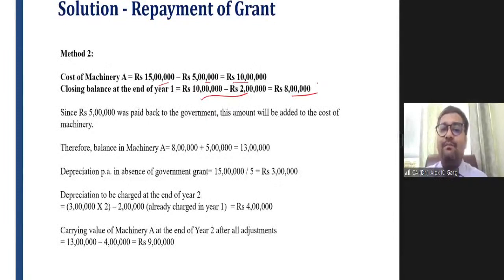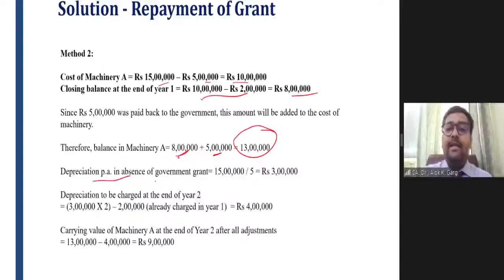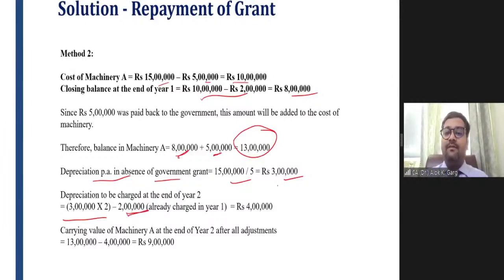Since 5 lakh was paid back to the government, this amount will be added to the cost of the machinery. So the first year carrying value was 8 lakh, and when we add this 5 lakh, it will become 13 lakh. And the depreciation per annum in absence of government grant, if the government grant would not have been received and we had gone by the gross approach, then the depreciation would be 3 lakh every year. And in 2 years, it would be 6 lakh. But we have already charged 2 lakh rupees of depreciation in the first year. So additional, we need to charge 4 lakh.